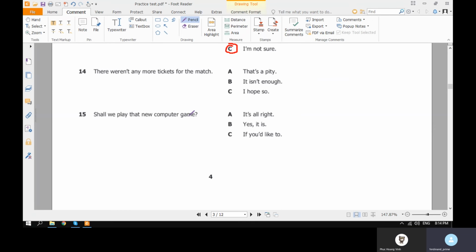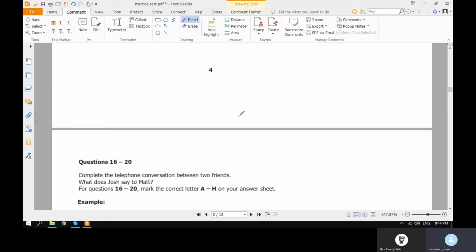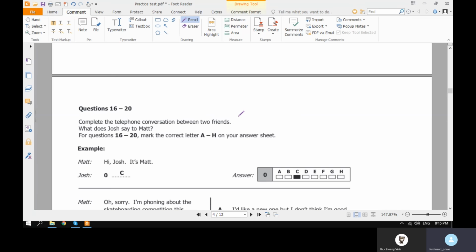And what about number 14? There weren't any more tickets for the match. Okay, and what is your answer here? A. That's a pity. Okay, that would be your answer. And number 15 here? Shall we play that new computer game? Okay, and what is your answer? C. C, okay. If you'd like to, okay. And let's move on, okay, to our next activity here.